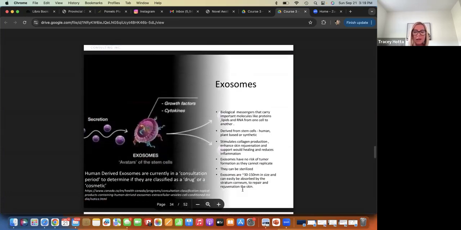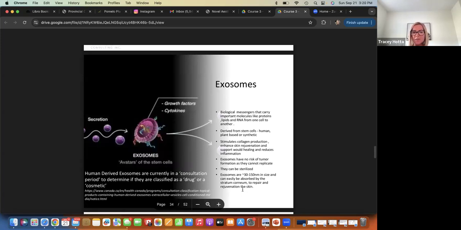So one of the new and exciting things that have come about recently is exosomes. Exosomes are something you can only add as a glide in Canada. So you can't inject exosomes, but they can be used as a glide. What are they? They are biological messengers that carry important molecules like proteins, lipids, and RNA from one cell to the other. So they're basically like little messengers. They actually kind of tell your skin what to do.